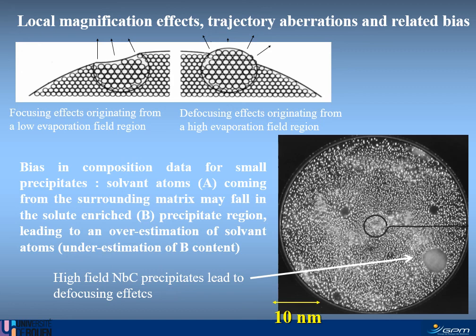Here I have shown an example of NbC precipitates. These are small carbides in a steel, and they have a higher evaporation field, and so the curvature here, the radius, is smaller than the tip radius, so you get a protuberance. This will lead to a defocusing effect, and so you will have problems in the measurement of composition. This is an example showing this effect for field-ion microscopy.